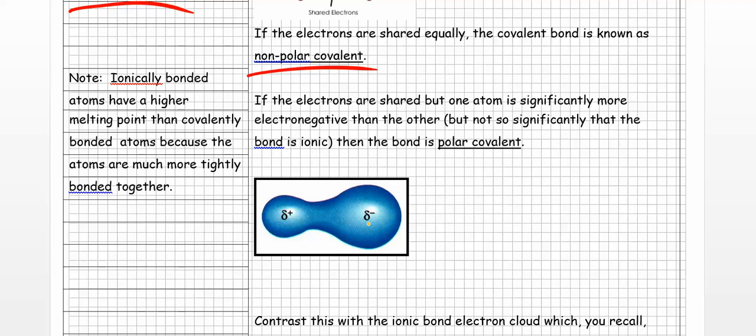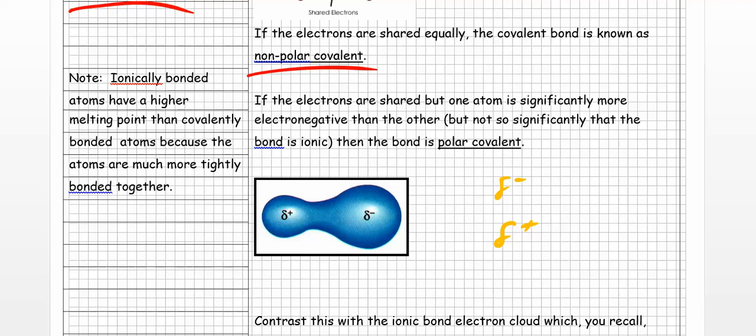So this symbol right here is the symbol for electronegativity. Let me write that for you. It looks something like that. So electronegative, just like that. Okay? And electropositive is going to look like that, right? So there you have it.